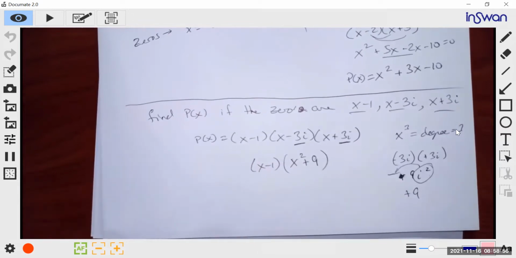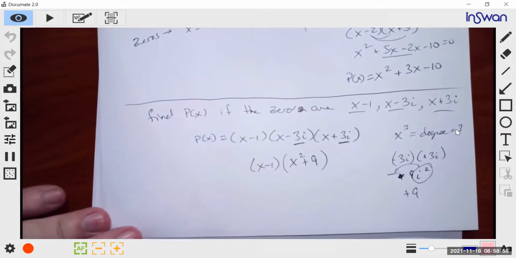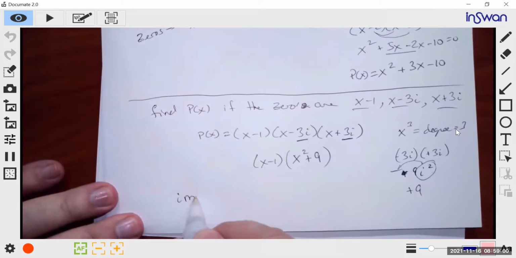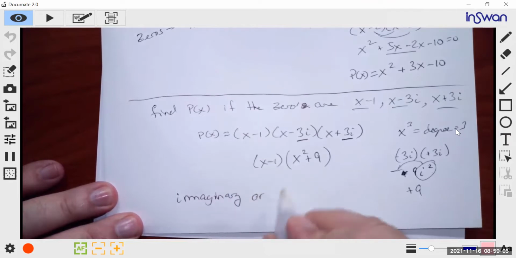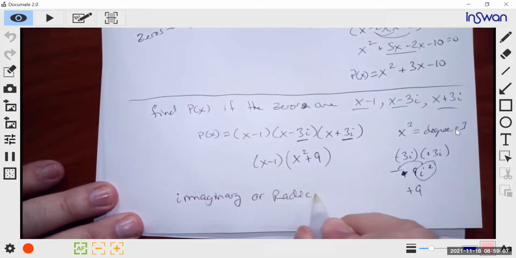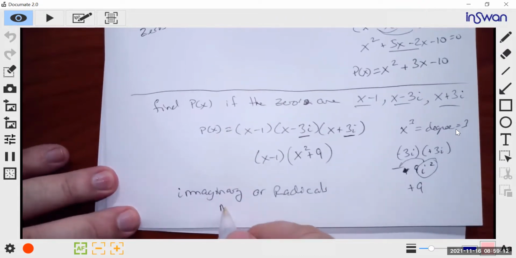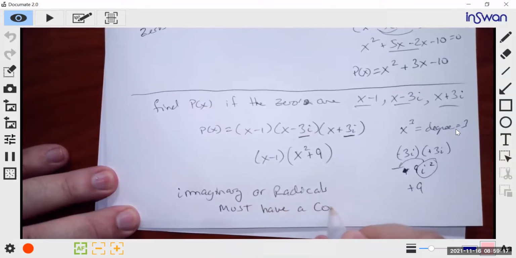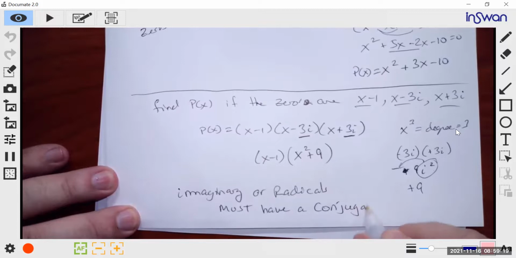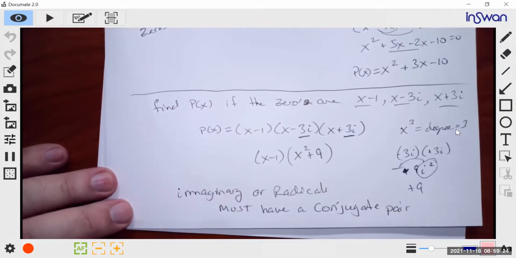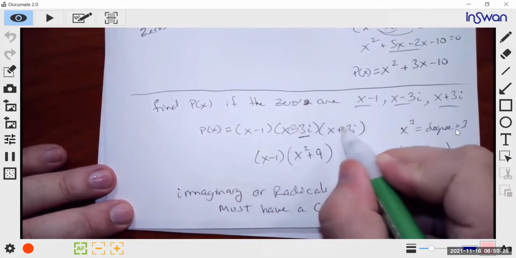And we multiply those out. So whenever you have imaginaries or radicals, they must have a conjugate pair. Remember what a conjugate pair is? All you do is change the sign in front of that operation.